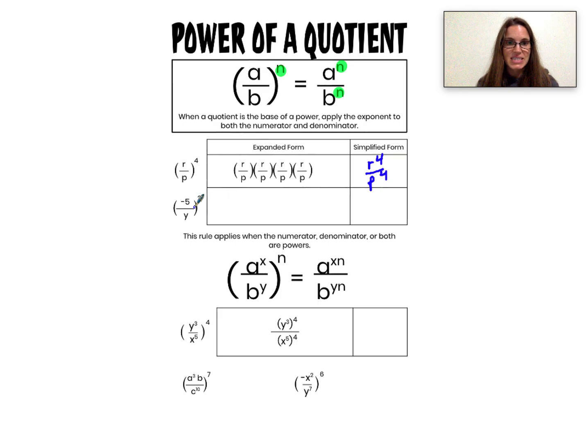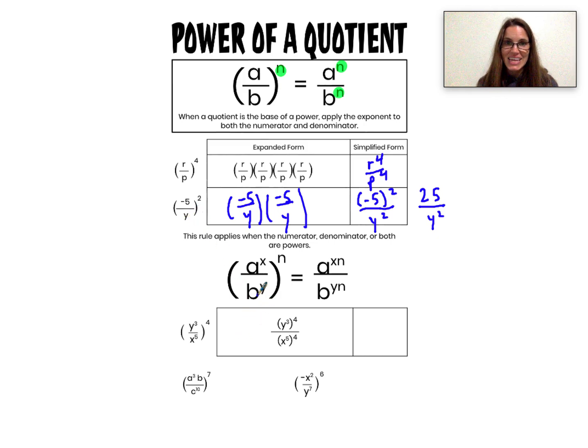Next example, we have a base that's a quotient, -5 divided by y. When we square that base, we have -5 over y times -5 over y. This is a great example to check your understanding of negative bases. -5 times -5 is -5 squared, which I need to write in parentheses, over y times y, y squared. My numerator will simplify to -5 times -5, positive 25. Positive 25 over y squared is the simplified form of -5 divided by y squared.